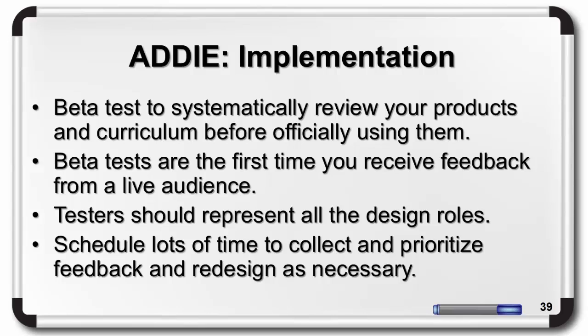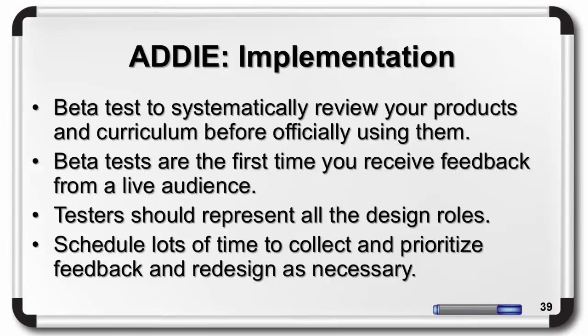After you've developed your training products or curricula, you must then implement them. A key thing to think about when first implementing your design is beta testing to systematically review your new products and curricula before officially using them. Beta tests are the first time you receive feedback from a live audience.